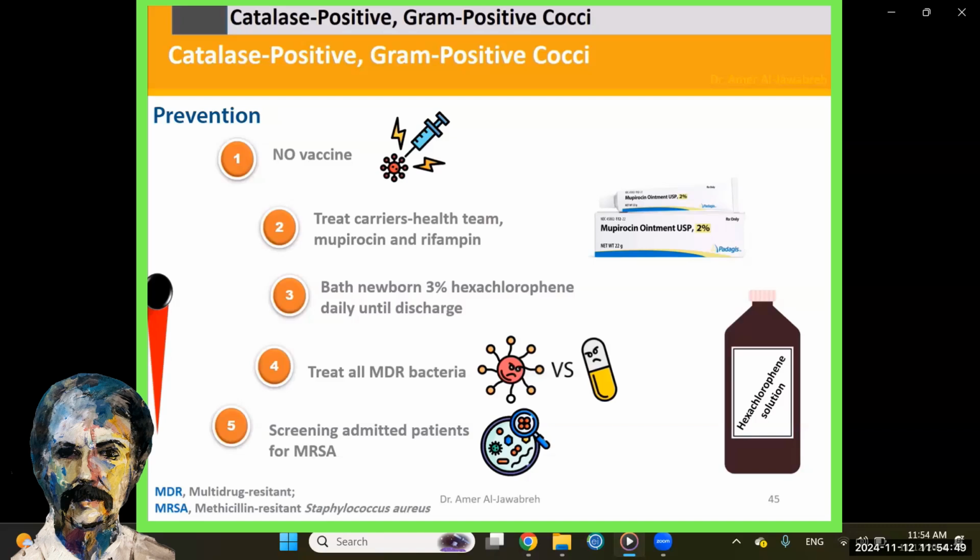And finally, screen admitted patients for MRSA. Many hospitals do this. When you are a new patient and a new admission in the hospital, the first thing they do is take maybe nasal swabs, rectal swabs, many swabs from your skin, and they make a culture just before you enter. And if this culture shows that you have MRSA, then they isolate you and they treat you differently and in a special way. We call this screening. So these 5 points are related to prevention of S. aureus in general and MRSA in particular.